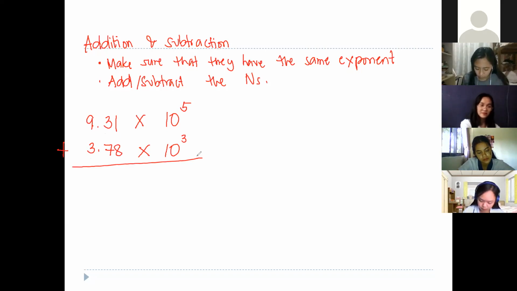We have here the given 9.31 times 10 raised to the power of 5 plus 3.78 times 10 raised to the power of 3.